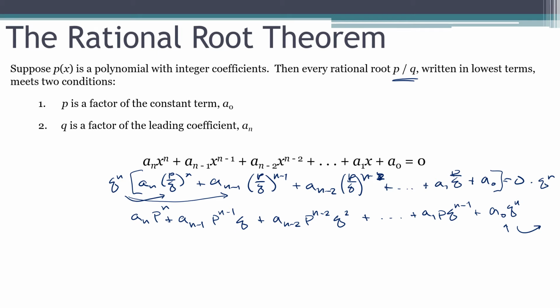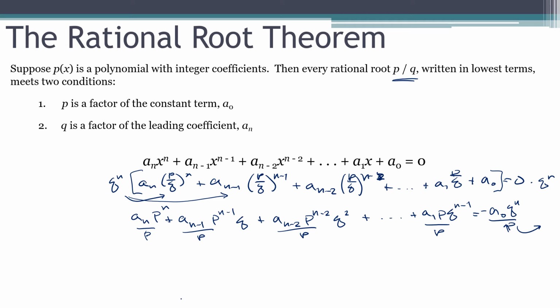I'm going to get this, and it's going to become equals minus a0 q to the n. Now take a close look at that left-hand side. You'll notice every term on the left-hand side has a p in it. That means I can factor that p out. And then here's what I'm actually going to do. Let's divide both sides by p, so every term, the whole thing, gets divided by p.